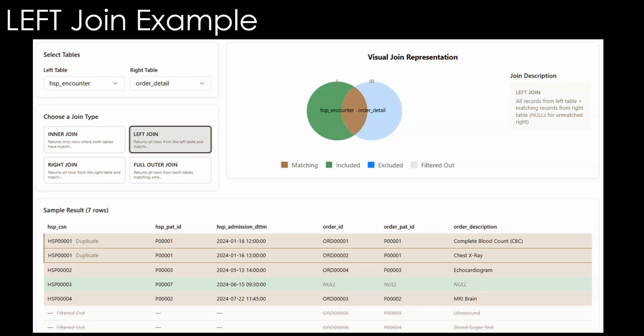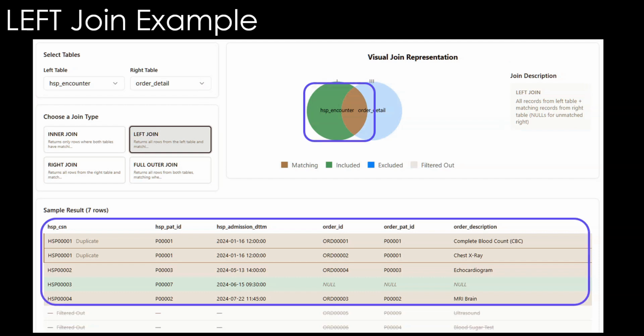In that scenario, what's going to happen between these 2 tables is all records from the left table will be included, plus any matching records from the right-hand table. You can see that visually represented up here. And below, you can see what those different records are and how they relate to the visual above. The blue records are records that are matched, that we've got hospital detail and order detail that match up, and we're going to get that information.